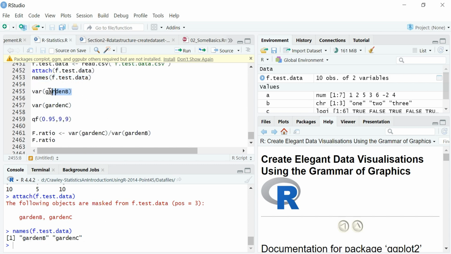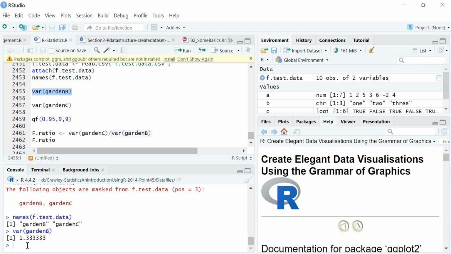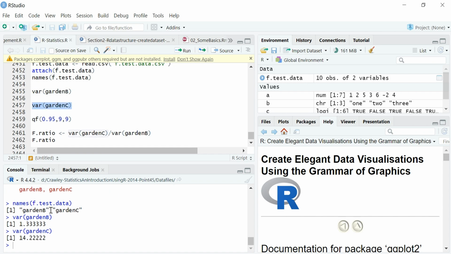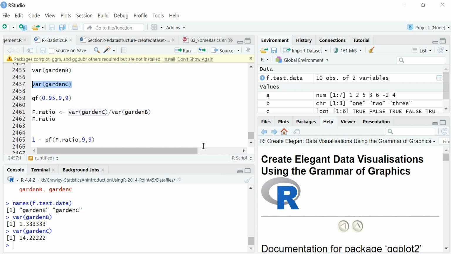Next we calculate the variance of garden B, 1.33, and the variance of garden C, 14. So the ratio between garden C and garden B could be significantly larger than 1. It's a very big difference.